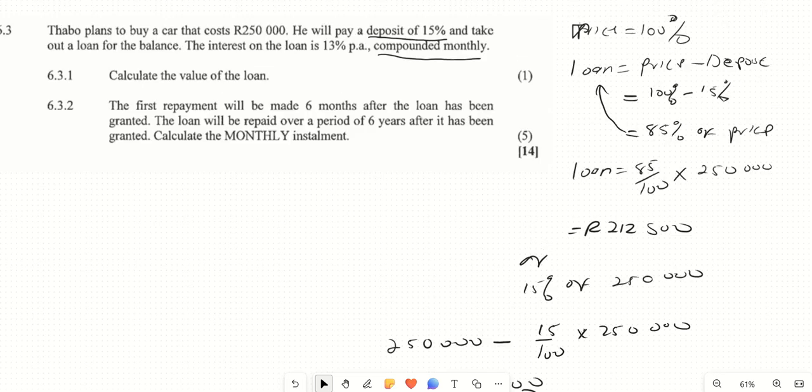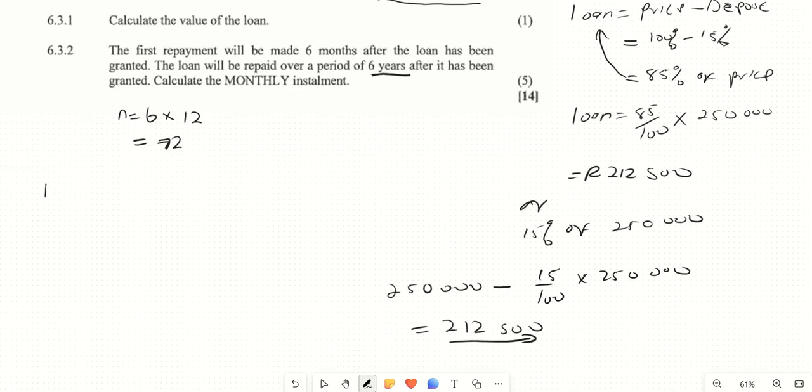Okay, after I've done that, let's go to 6.3.2. The first payment will be made 6 months after the loan has been granted. The loan will be repaid over a period of 6 years. Remember, this was compounded monthly, so talking about the number of years, our n should be 6 multiplied by 12, which is 72. So we can say that we're going to make 72 installments, or this loan is therefore 72 months. We can mention that.